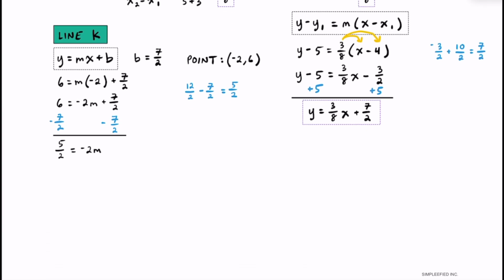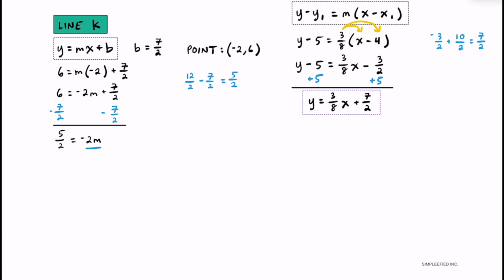All right, now if we divide both sides by -2, then we can find out what m is going to be. If you divide that, it's 5/2 divided by -2, which is the same thing as multiplying by -1/2 if you multiply by the reciprocal. And I think this is going to be -5/4. I think that's what the slope's going to be here. So we can say the slope for line k is going to be -5/4.